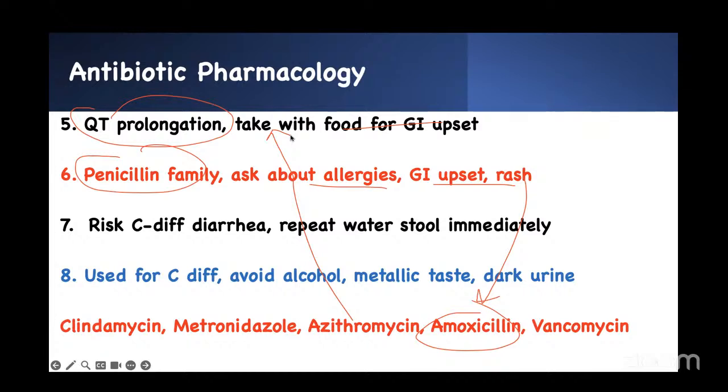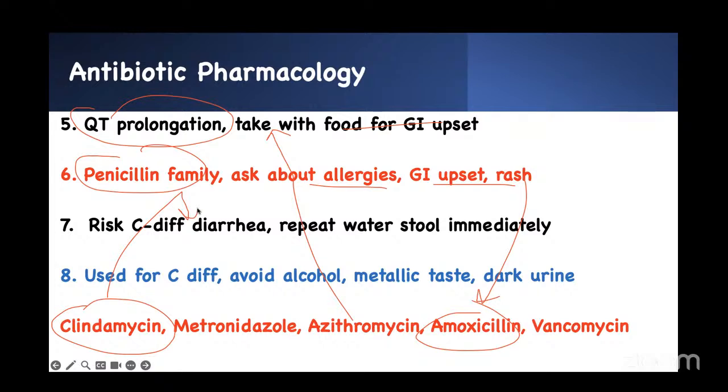These medications will cause C. diff. One of them is clindamycin. It's bad. So when you're taking clindamycin, you're likely to develop C. diff. This one can be used for C. diff, right? But you should avoid alcohol. It causes a metallic taste and dark urine. I intentionally asked this question so that you can know the content well in a simple form.